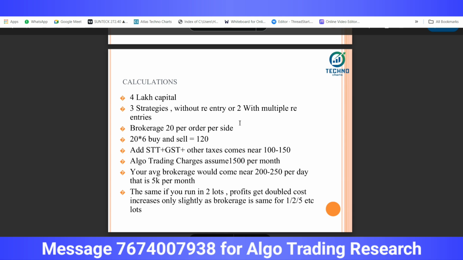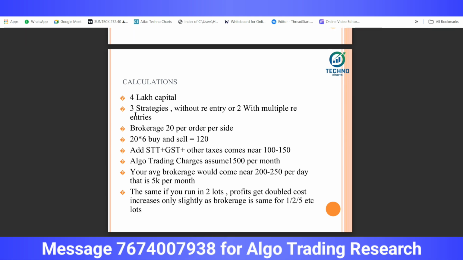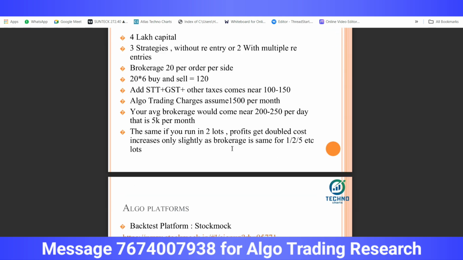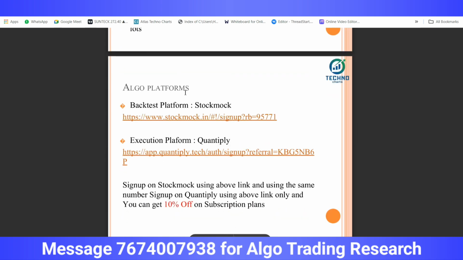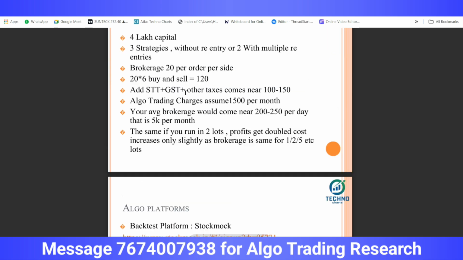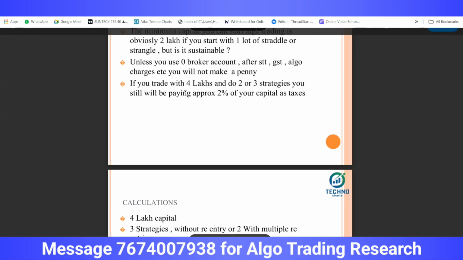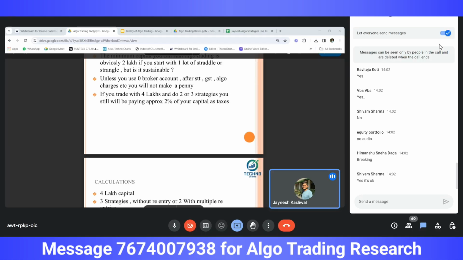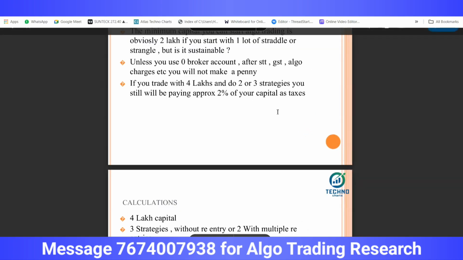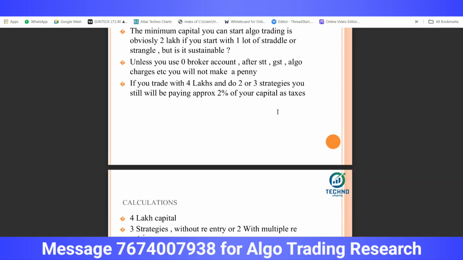So basic calculation, we'll see that on 4 lakh rupees capital, even if you trade three strategies without re-entry, the brokerage will be approximately 20 rupees per order, and every day you will have a brokerage of approximately 120 rupees. Now, average brokerage would come near 200 rupees, and that will cost you 5,000 rupees per month. And algo platform cost will also come near 1,000 to 2,000 rupees every month. So it is suggested that you start your algo trading journey with at least 5 lakh rupees capital, so that you are not paying too much in the brokerages.